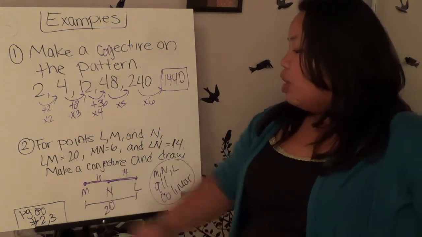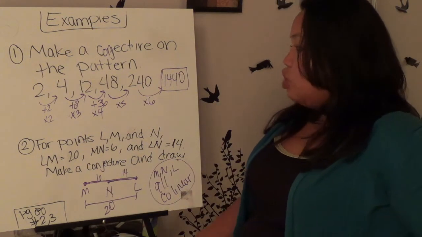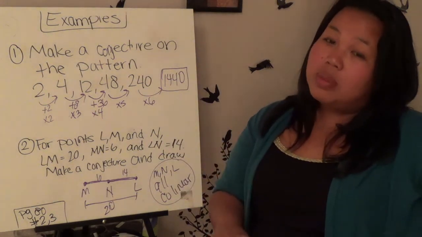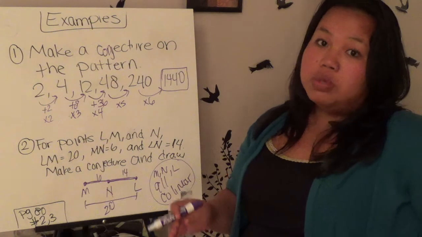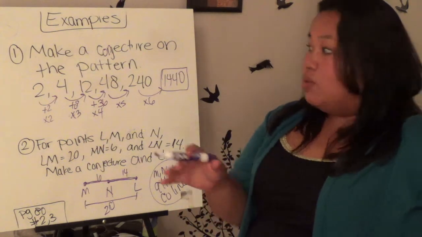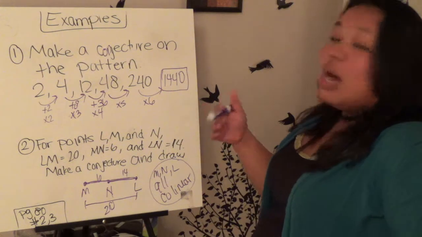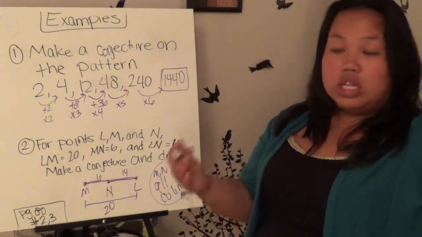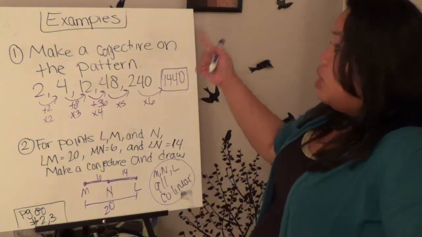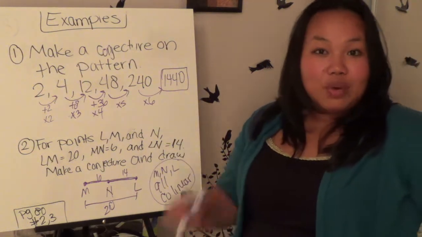So try page 80, numbers 2 and 3, and just figure out if you can make your own conjectures. It might not be the same as other people's, but try to figure out from what pattern they give you what exactly you can come up with, like the next drawing or the next pattern. Bring it back to class. Don't forget to do your vocabulary. Make sure to write all this down, and I will see you later.